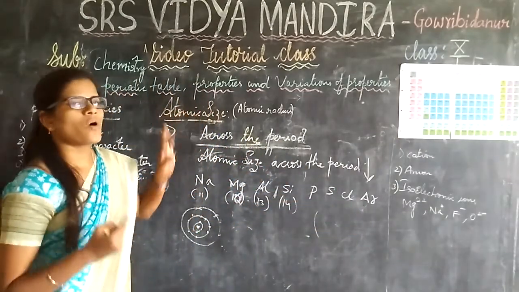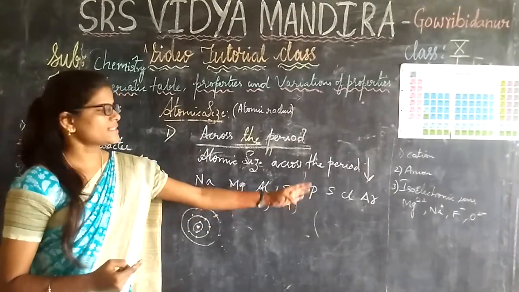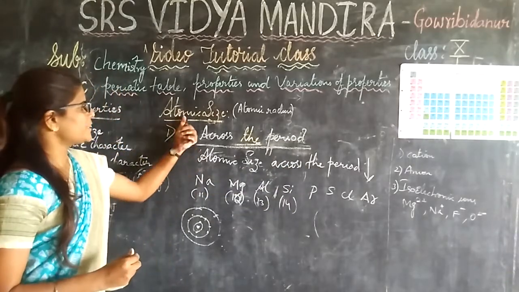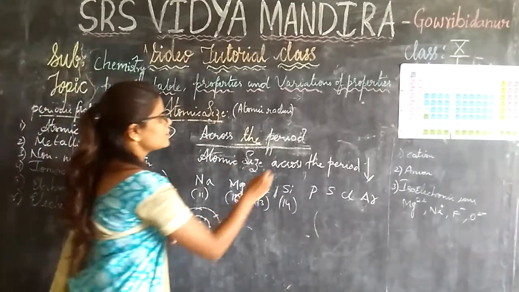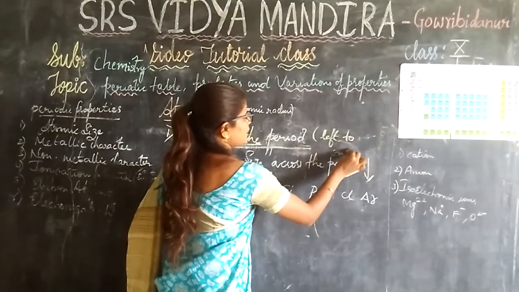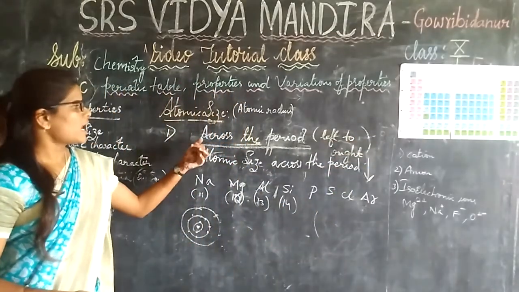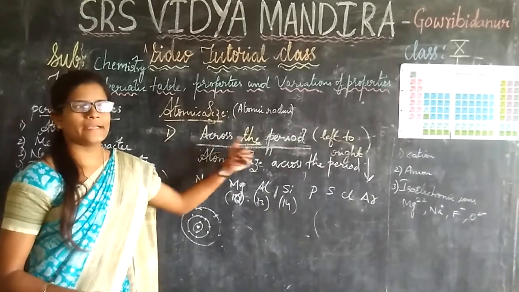This is about across the period. The atomic size always decreases, with exceptions in the case of noble gases or inert gases such as argon. This is about atomic size or atomic radius across the period, that is from left to right.